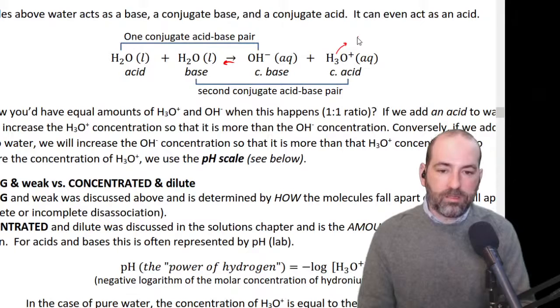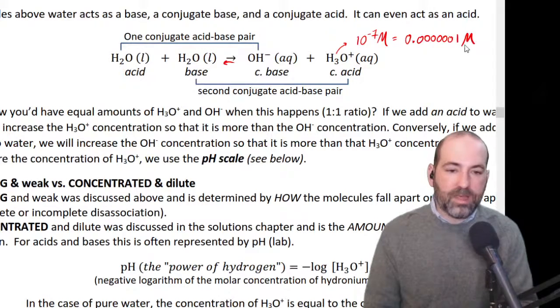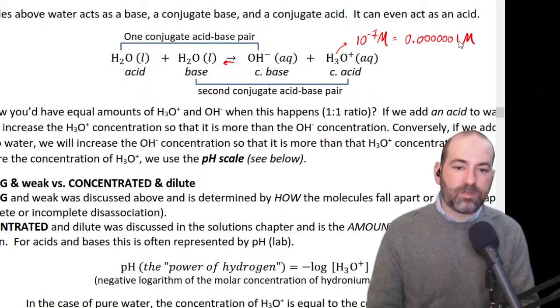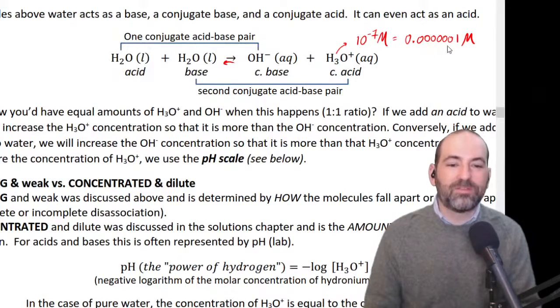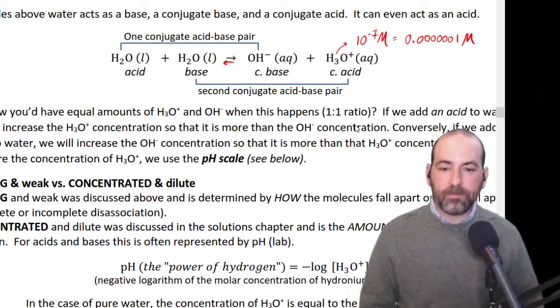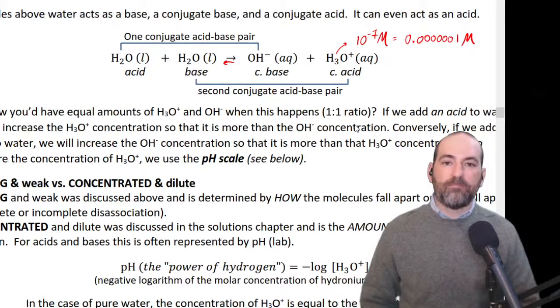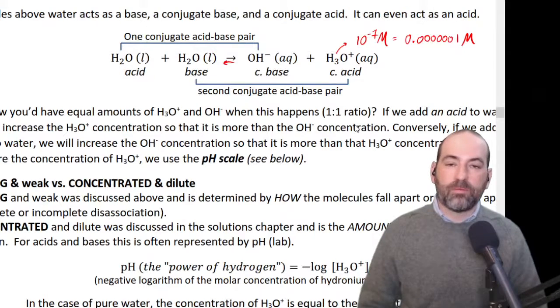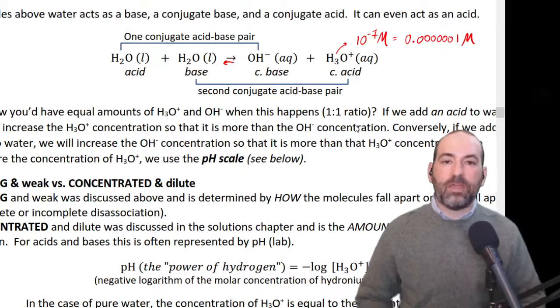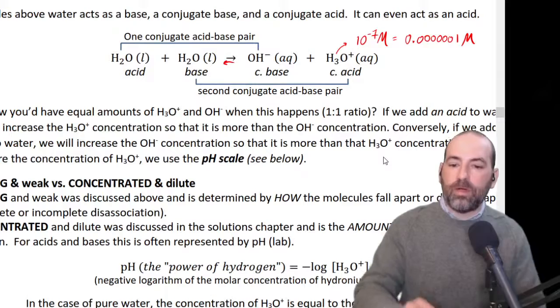In pure water, a 10 to the -7th molar concentration, if we remember our scientific notation, is 0.000001 molar. So 0.000001 moles per liter of water are hydronium. It's a small number, but compared to Avogadro's number, when you think about how many actual molecules are in there, that's actually a decent amount. It's a measurable amount.